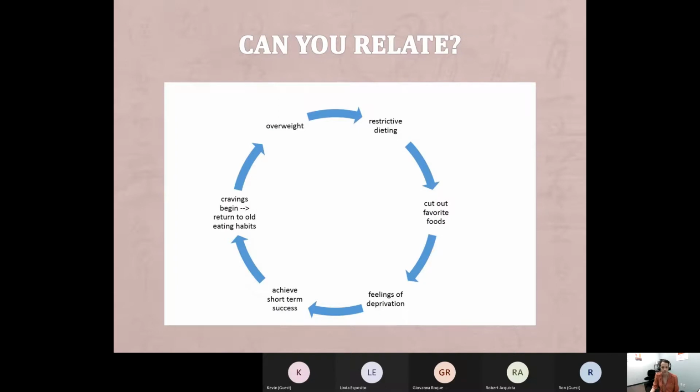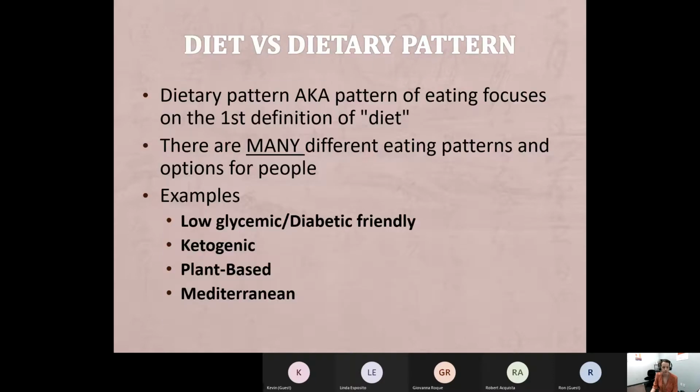But this is basically the cycle that I'm talking about. We start by restrictive dieting because we want to lose weight. We cut out our favorite foods. We say, oh, in 6 months when I lose the weight, then I can have ice cream, or then I can have my cheeseburger. We start to feel deprived eventually, but we do achieve short-term success. We feel good, we're losing weight, but we're craving, we can't have certain foods. We tell ourselves no. And then what happens? The cravings begin, and we return back to our old eating habits, and everything falls by the wayside, and we're back to square one. So we want to help you prevent this cycle.